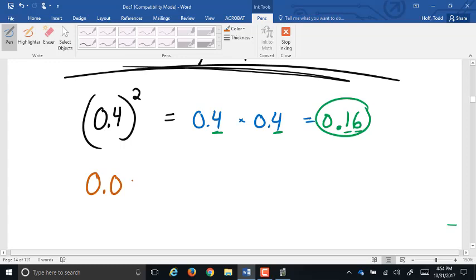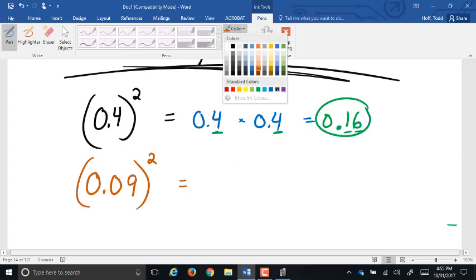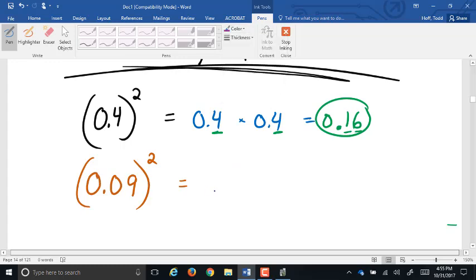If I have 0.09 squared, how many decimal places is this answer going to have in it? 4, very good. There's 2 decimal places there. And if I multiply by myself, 2 and 2 make 4. So I'm going to have 1, 2, 3, 4 decimal places. 9 times 9 is 81. That's going to be 0.0081.